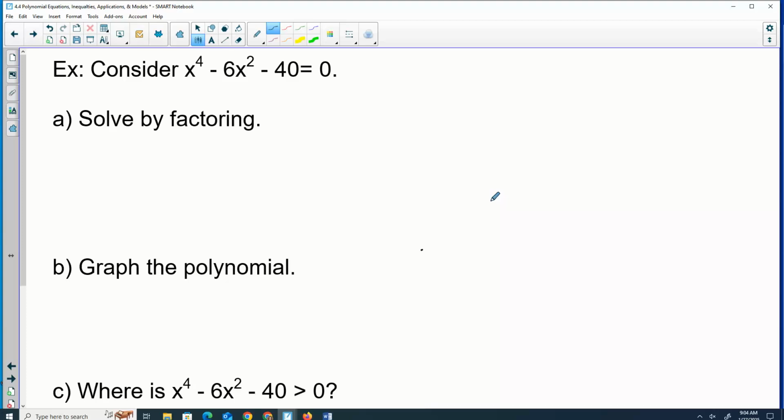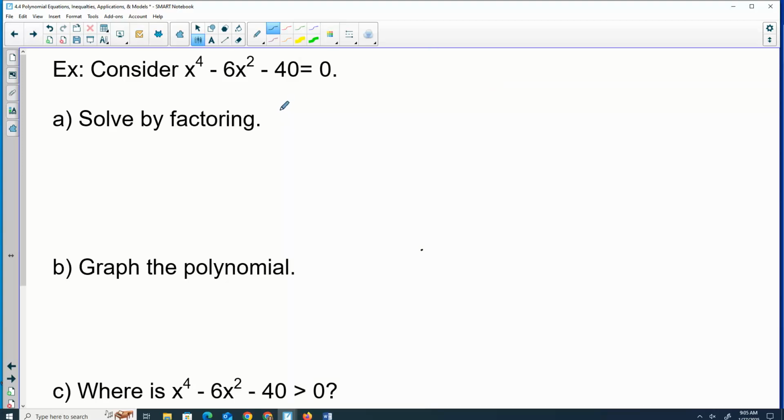Is there a greatest common factor? No. Do I have enough terms to do grouping? No. So, any other ideas before I try P's and Q's? It's like a quadratic, isn't it?